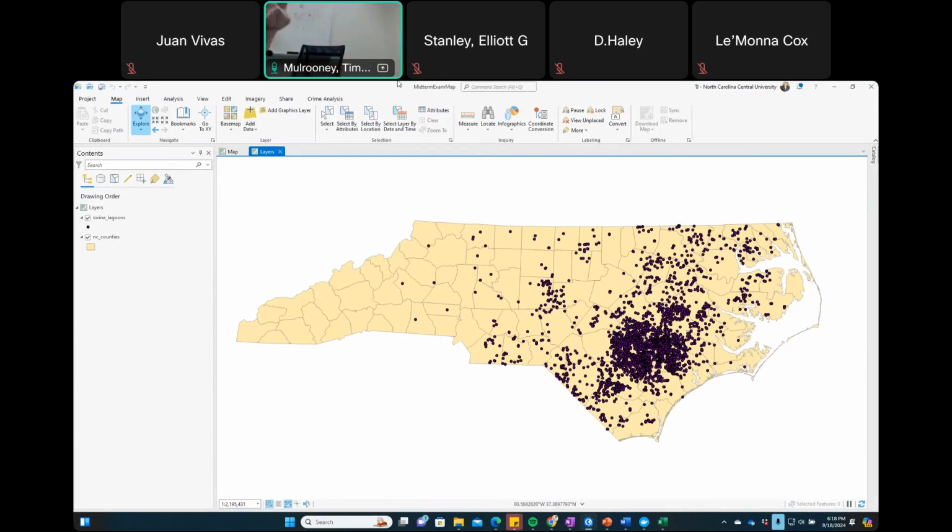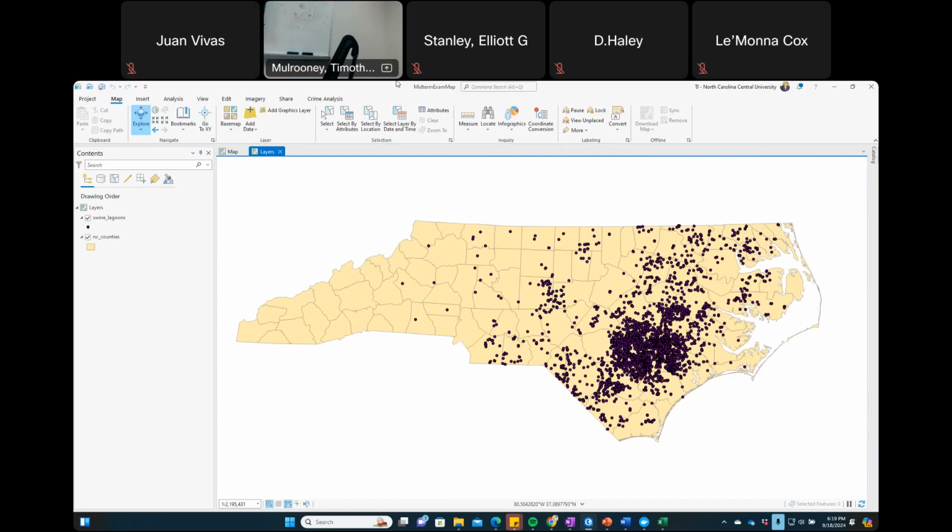East. Okay, so when I run spatial mean or spatial median or central feature, where do you think it's going to be? Probably somewhere around here, right? Somewhere. I don't know exactly. It might be over here. It might be here. It's not going to be over here.